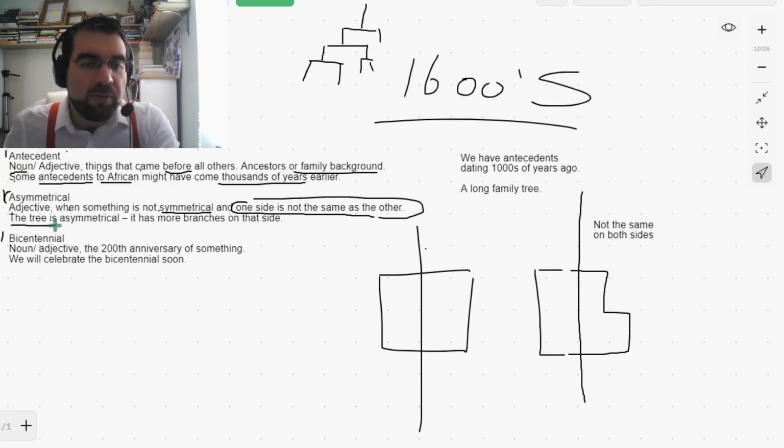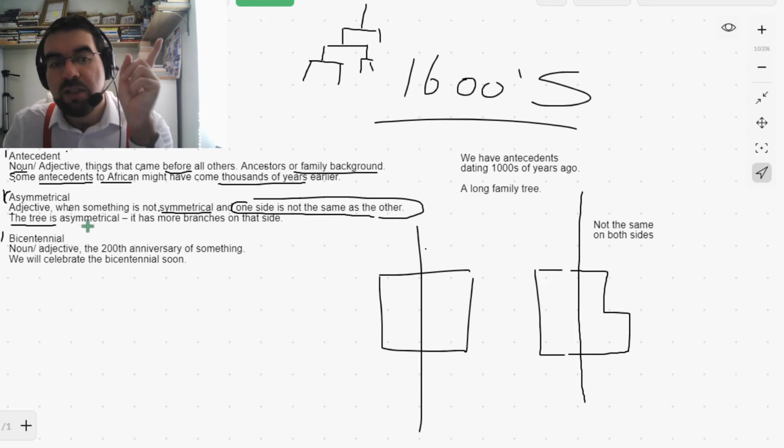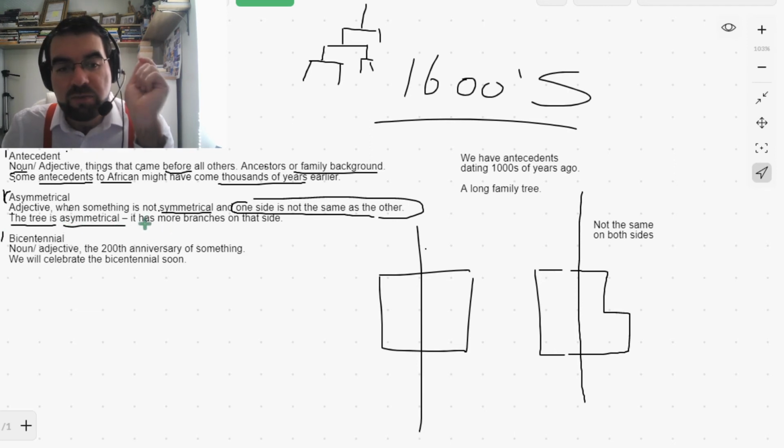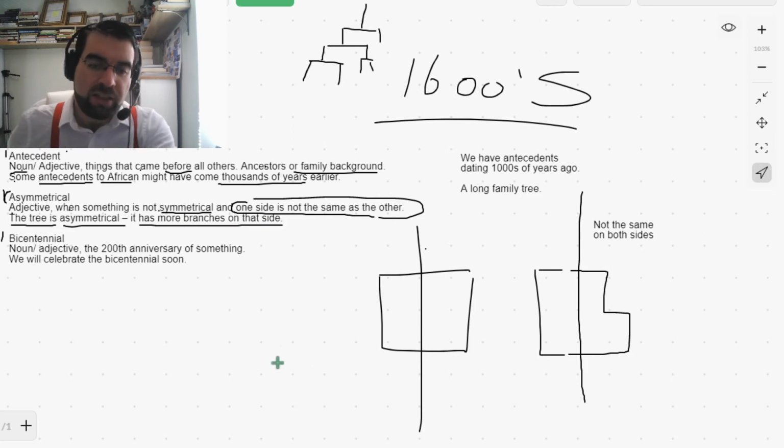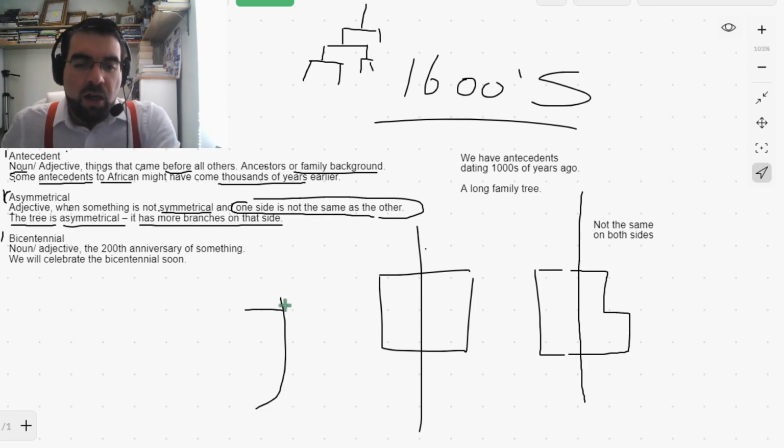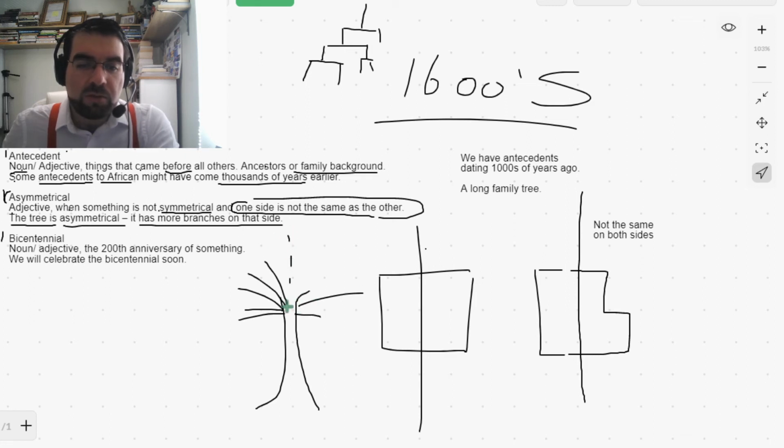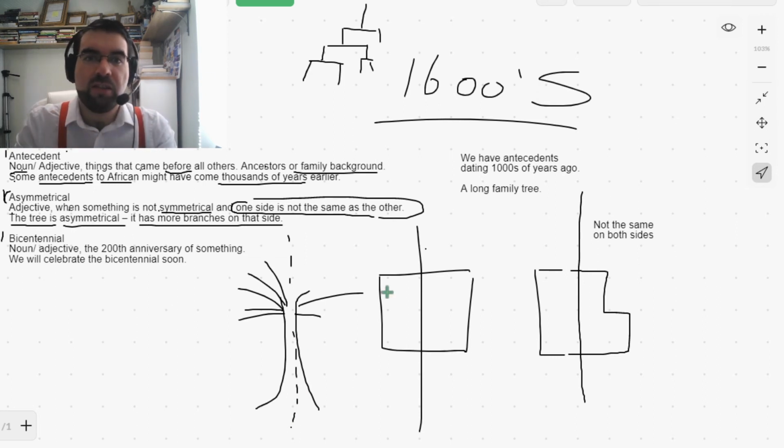The tree is asymmetrical. It has more branches on that side. So, for example, there's a tree. Branches of that side, loads of branches. The tree again, but only a few branches on this side. So it's not symmetrical. Not the same on both sides, as though you hold a mirror to it, a mirror.